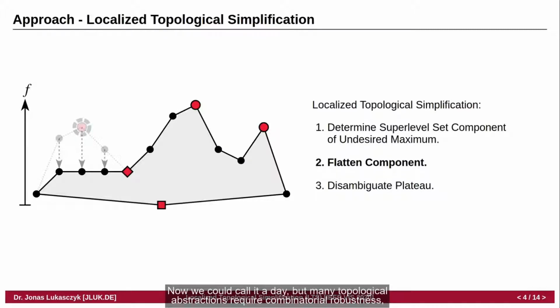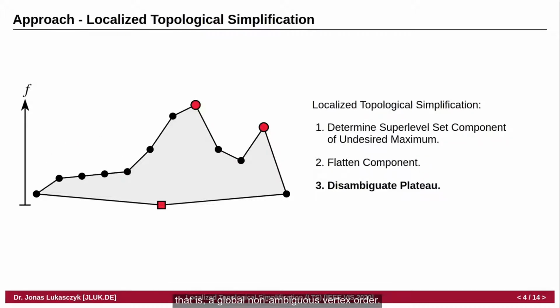Now we could call it a day, but many topological abstractions require combinatorial robustness. That means a global, non-ambiguous vertex order. This leads us to the gold nugget of LTS, in which we determine a symbolic perturbation for which the plateau does not contain any critical points. This process can be imagined as fixing the plateau at the saddle and then slightly tilting it downwards.